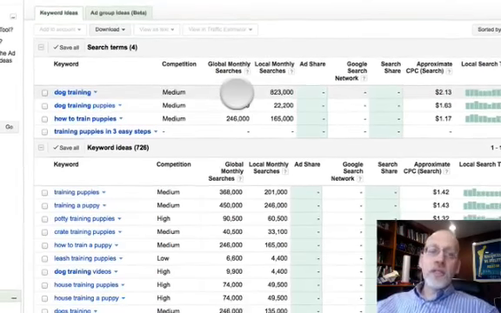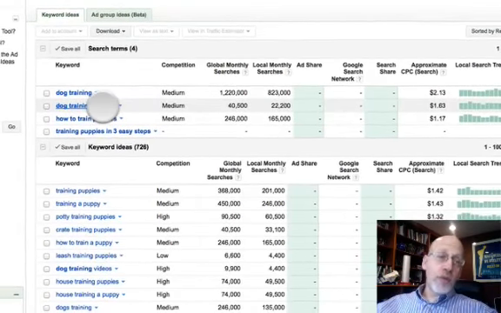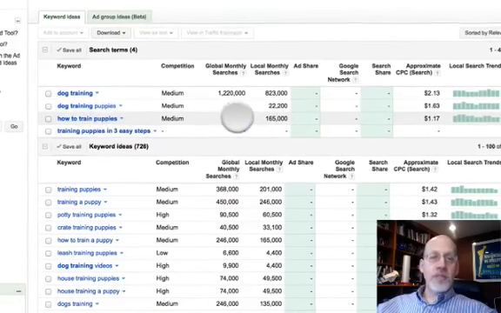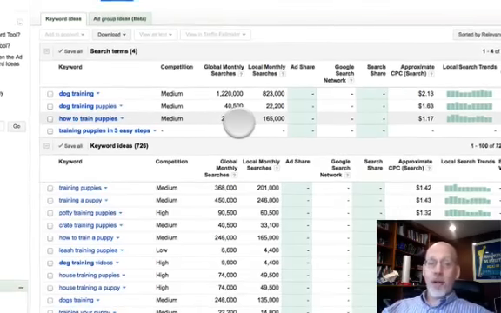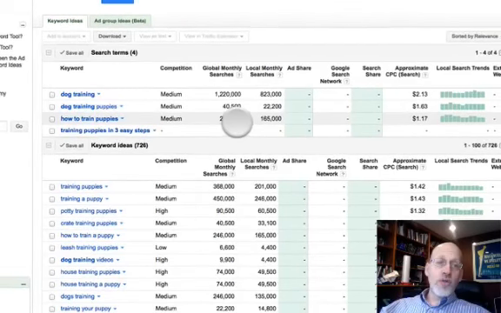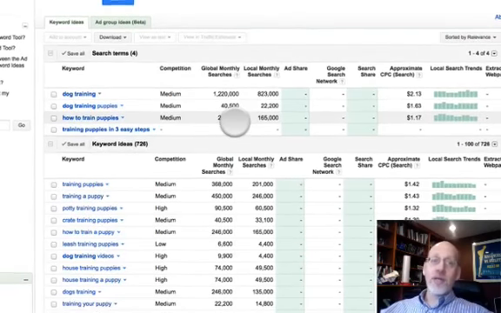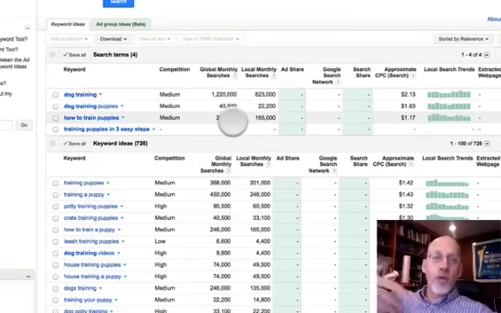There are over 1 million searches per month on dog training. That's great. Dog training for puppies gets 40,000, and curiously, how to train puppies gets 246,000 searches. So one thing that tells us right away is that if I am writing a book on dog training puppies, the right keywords are not dog training for your puppy. It's how to train puppies. Those are the much more actionable keywords for a book title.